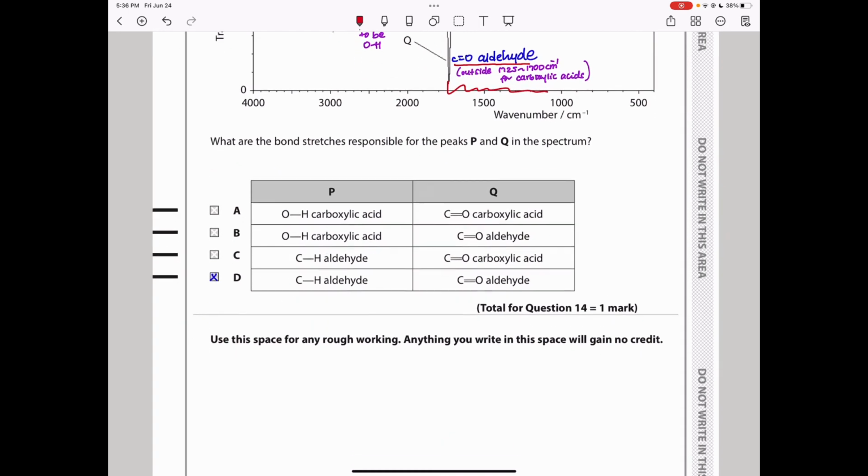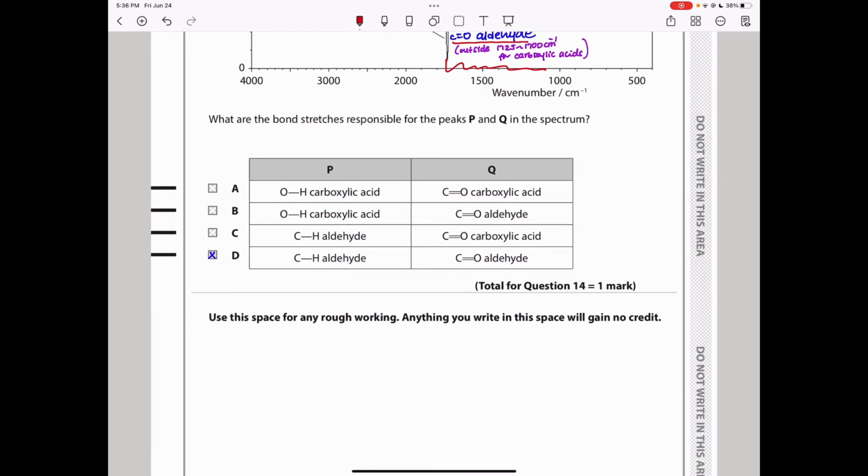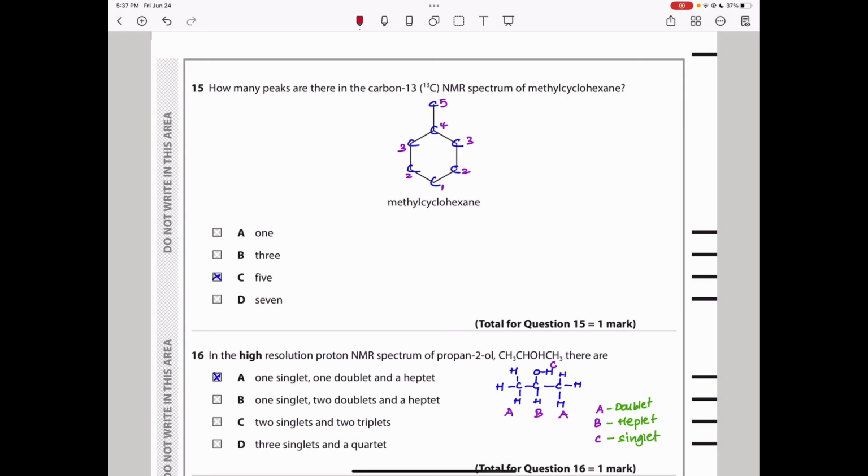So the answer to question 14 is D. Let's move on to question 15. Question 15: How many peaks are there in a carbon-13 NMR spectrum of methylcyclohexane? So here we can begin by looking at the structure. I always like to draw the carbons in so that I can avoid any confusion.